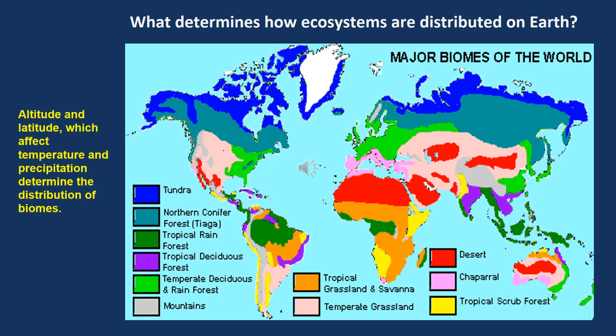Here you can see how the major ecosystems and biomes, in the different colors, are distributed throughout the Earth. In general, altitude and latitude, which affect the temperature and precipitation, are the things that determine what type of biome will be expressed at that site.